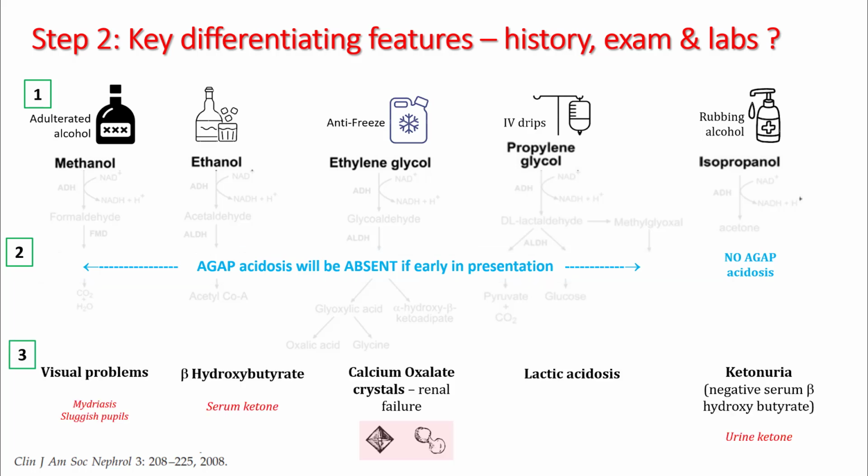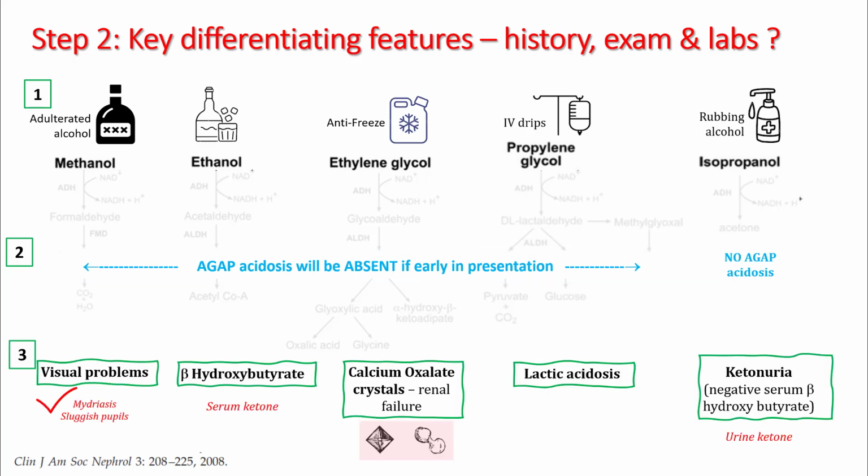Some of the other differentiating features include visual problems with methanol, elevated beta hydroxybutyrate, that is the serum ketones, with ethanol, calcium oxalate crystals in ethylene glycol, very high lactic acidosis in propylene glycol, and ketonuria in isopropanol.